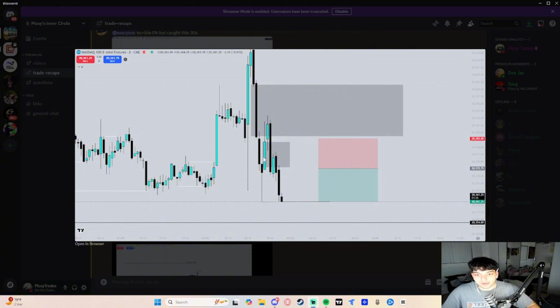So on the 1-minute, there were two fair value gaps in that leg, right? So what I did was I went and tried to find the time frame where there's only one fair value gap in that leg. In this case, it was a 2-minute. Look at the momentum we got right through this 2-minute fair value gap.